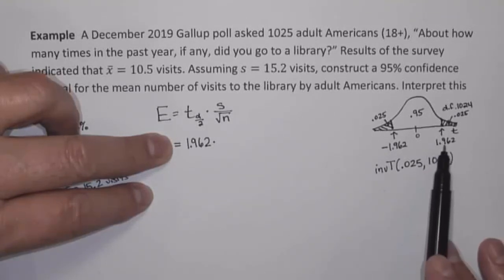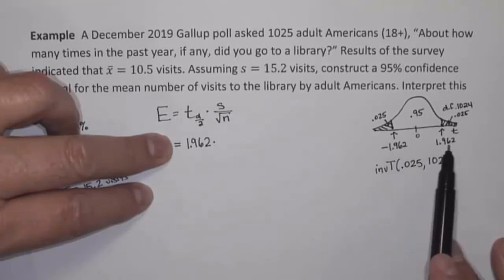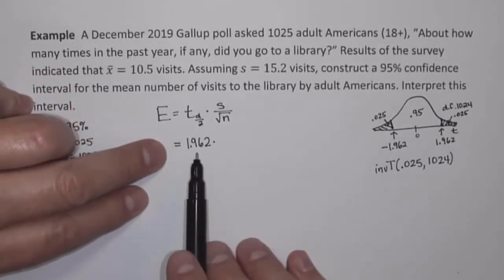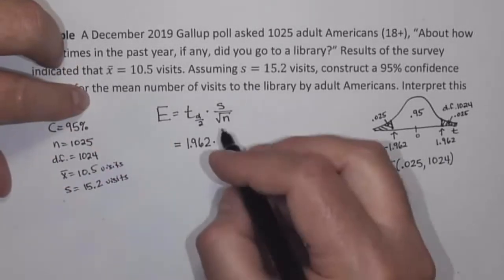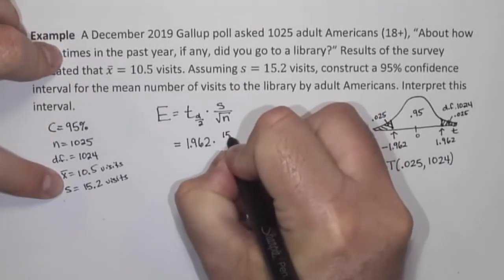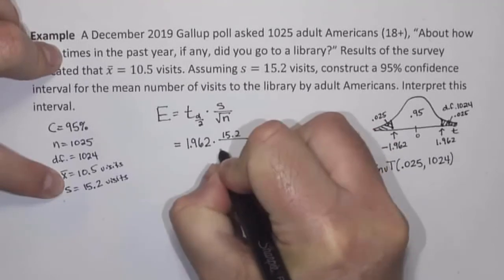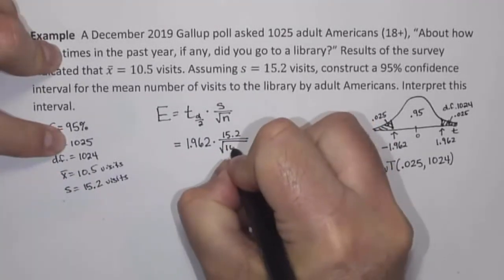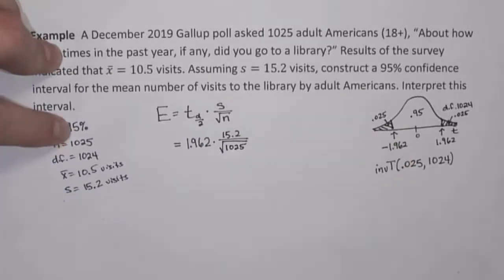So again, even if I use the 1,000 degrees of freedom instead of the 1,024 degrees of freedom, it doesn't cause a big problem. To 3 places, they're the same. So anyway, my critical value is 1.962, so I'm going to multiply that by s, which is 15.2, divided by the square root of the sample size, and the sample size is 1,025.